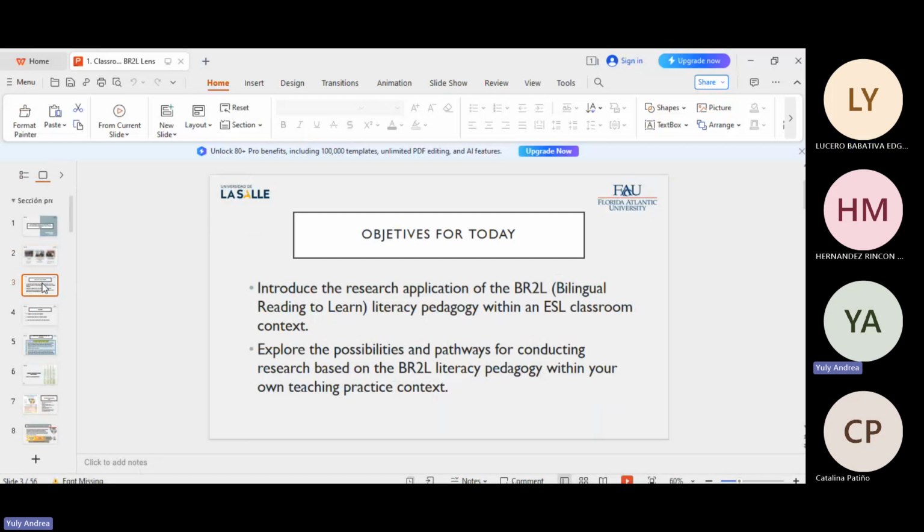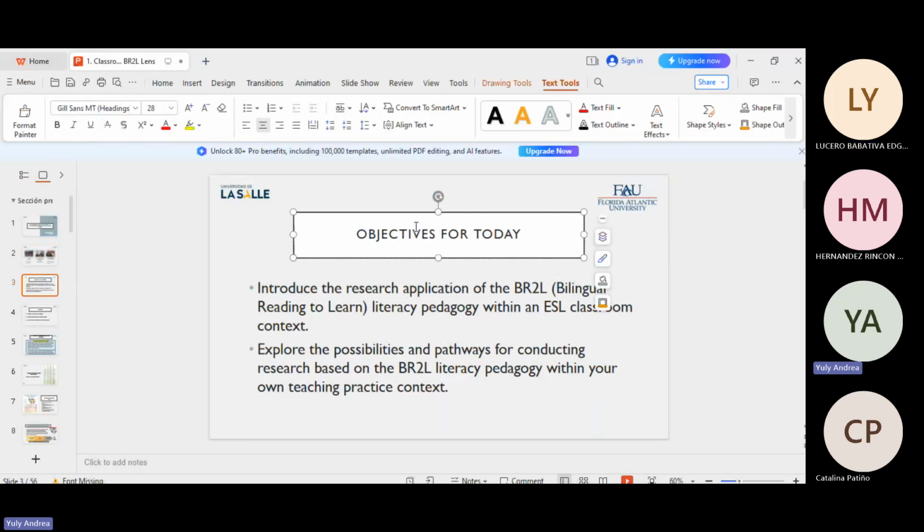And the objectives for today, there is a mistake over there. The objectives for today are, first of all, to introduce the research application for the bilingual reading to learn literacy pedagogy in the ESL classroom context. And then we will explore the possibilities and pathways for conducting research based on the bilingual reading to learn literacy pedagogy within your own teaching practice context. I know that you are currently working, but you are also doing some kind of practice. So that is the focus of this presentation, to provide some insights for you to conduct your own research.